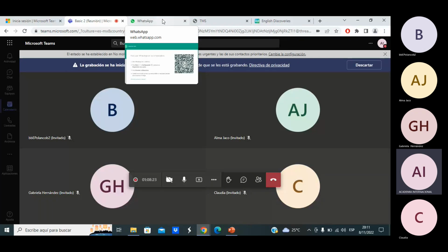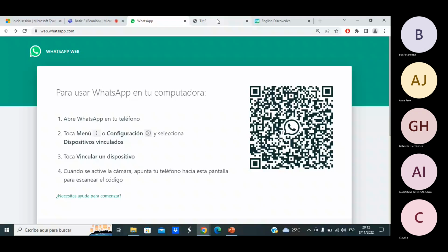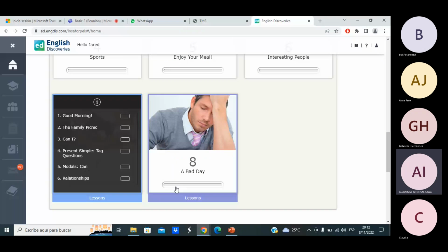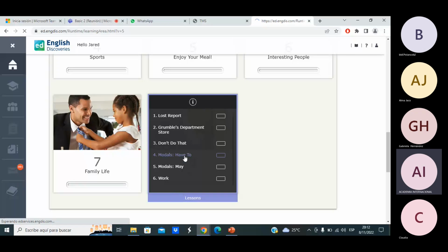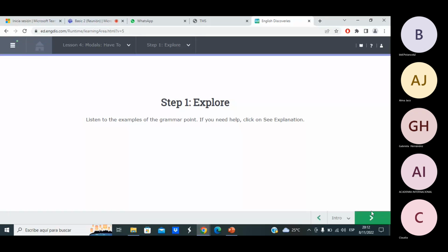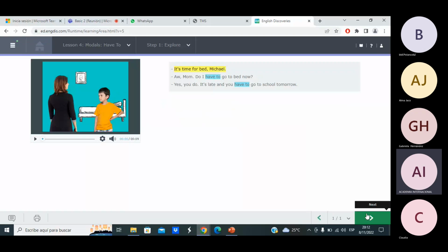Nos vamos a la plataforma. Y vemos el tema. Ahí vamos a ver que es lo mismo. Y aquí prácticamente, yo creo que nadie se equivocaría, creo.